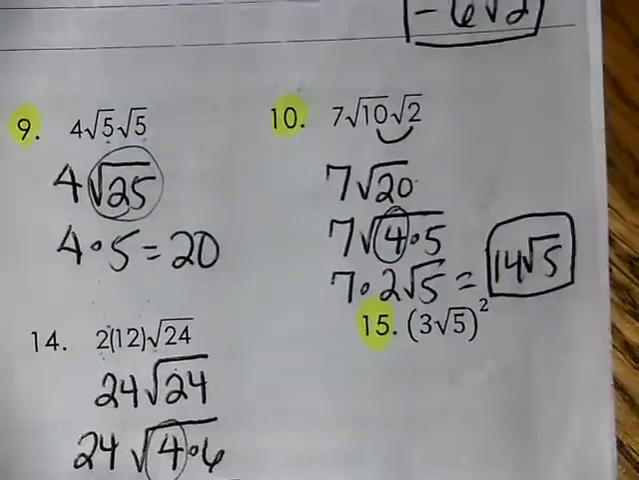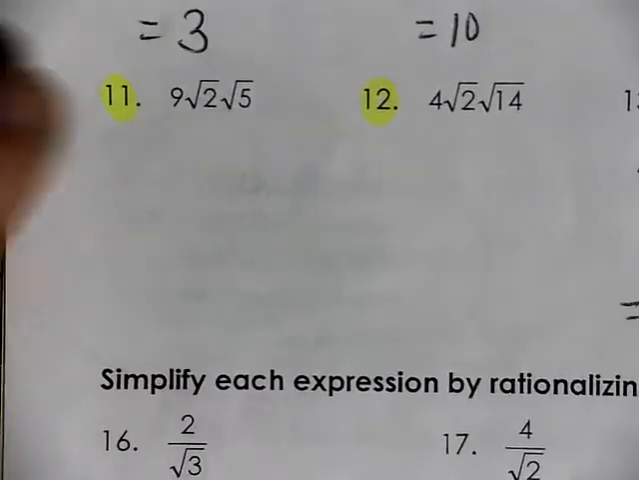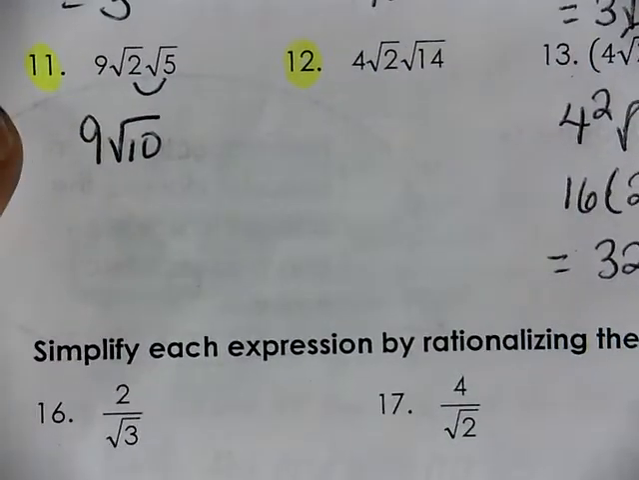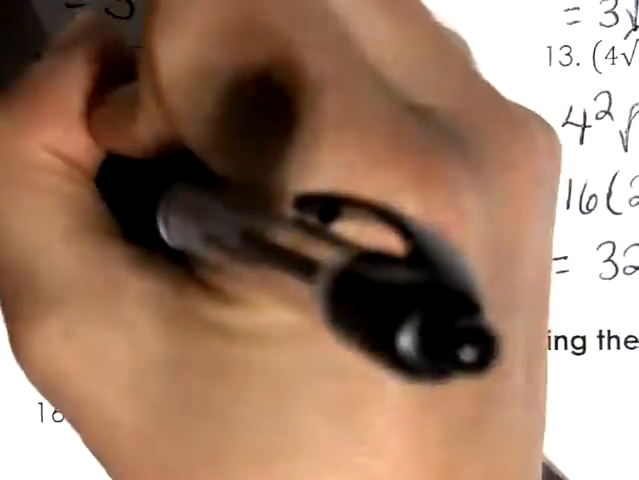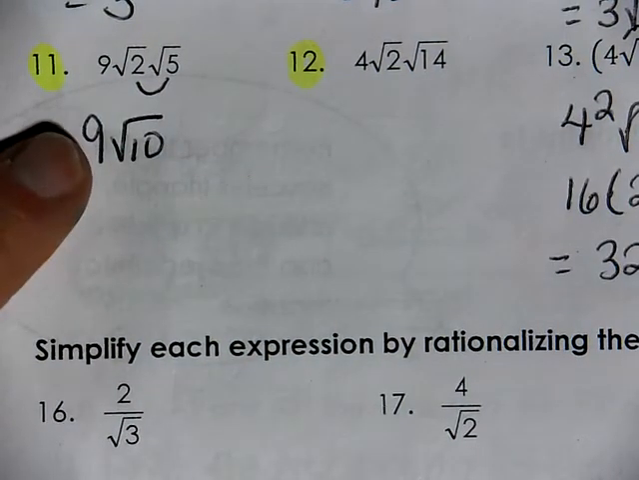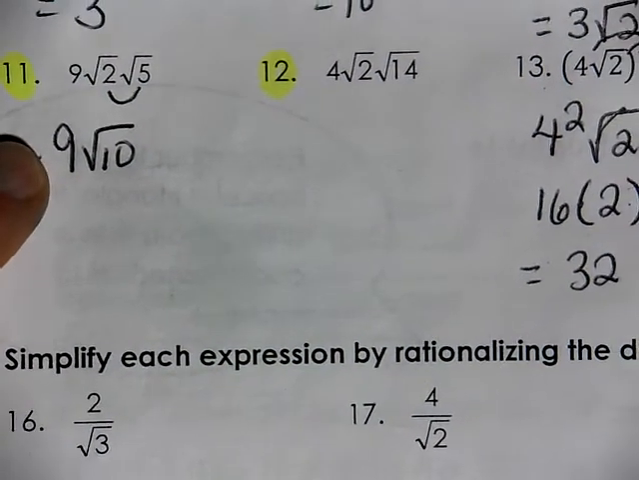Let's go ahead and look at number 11. For number 11, I'm going to multiply 2 times 5 to get 10. So I end up with 9 times the square root of 10. No perfect square numbers can go into the number 10. It's not divisible by 4 or 9 or 16 or any other number. So we just simply leave our answer just like this, 9 square roots of 10. And there's no other simplifying that we can do.